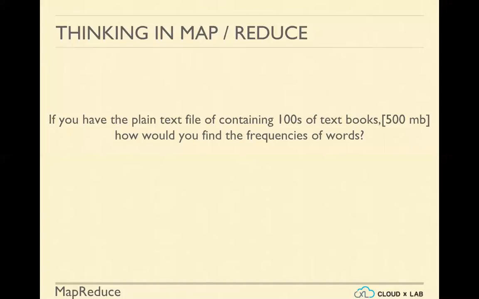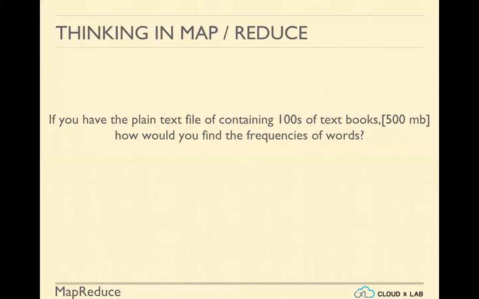Now, here's a very simple question to all of you. If you have a plain text file containing hundreds of textbooks, how would you find the frequencies of the words? Basically, we have to find the unique words and how many times each of those unique words occurs in this text. It's an open question to all of you. Use whatever technique you want, whether a database, programming, Python, Shell, or any other technique, please suggest a solution. Say you have hundreds of textbooks, around 500 MB of data. How would you find the frequencies of the words?